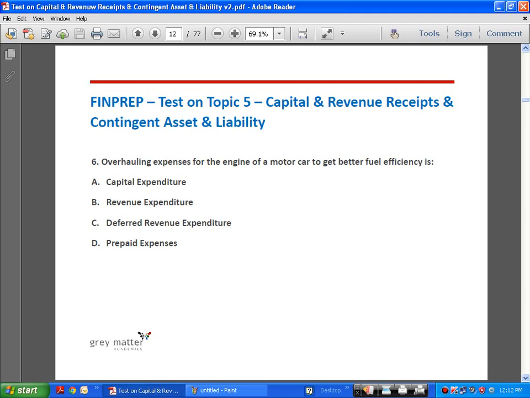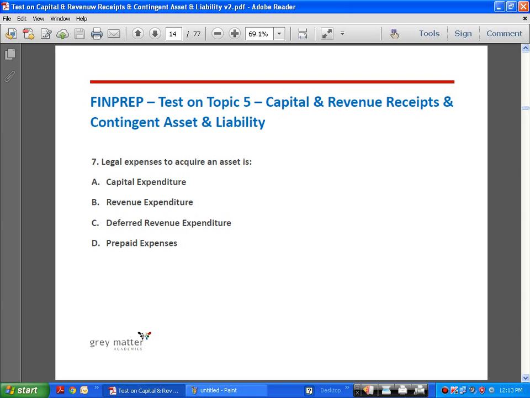So such expenses that you incur in order to get better fuel efficiency, there is an enduring benefit arising out of this expenditure, and it is enhancing its performance and its efficiency, which is going to benefit the entity in future. Such expenses are capital expenditure, and so this is to be treated as a capital expenditure.